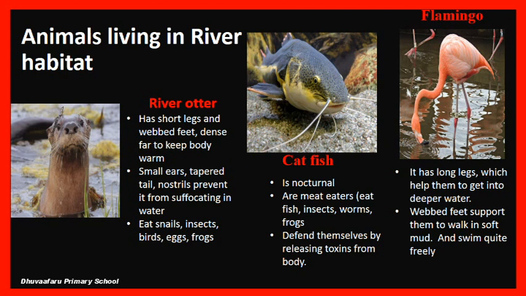Catfish. It is nocturnal. Meat eaters, they eat fish, insects, worms, frogs. They defend themselves by releasing toxins from the body. Flamingo. It has long legs which help them to get into deeper water. Webbed feet support them to walk in soft mud and swim quite freely.